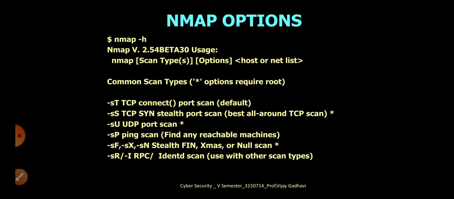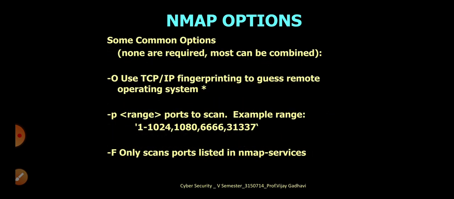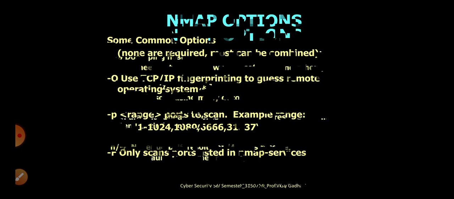What are the functionalities of NMAP options? Some common options: none are required, most can be combined. -O uses TCP/IP fingerprinting to guess the remote OS. -p range is the ports to scan. For example, the range is 1-1024, 1080, 4 times 6, and 31337. -F only scans ports listed in nmap-services.